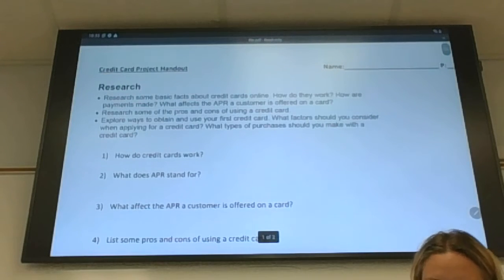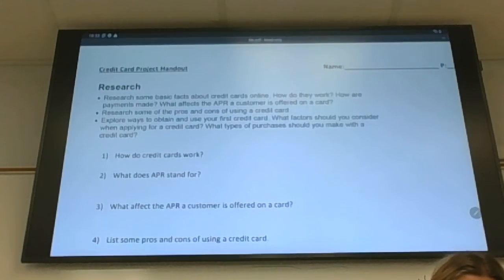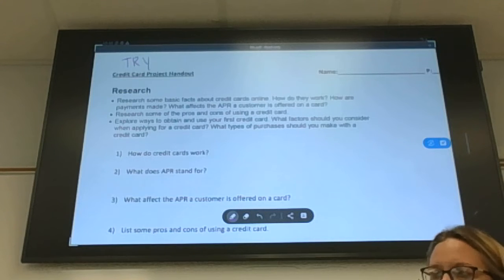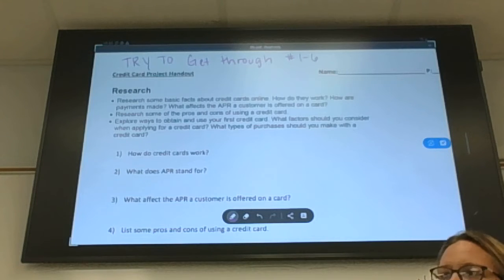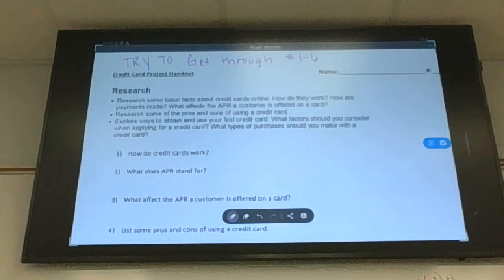Yeah, let me just tell you this. You cannot have 3 people. You guys can sit by each other and help each other, but you need to be separate groups. Try to get through 1 through 6, okay? Today. Well, no, you're not gonna finish 6. Just begin 6. Try to do 1.